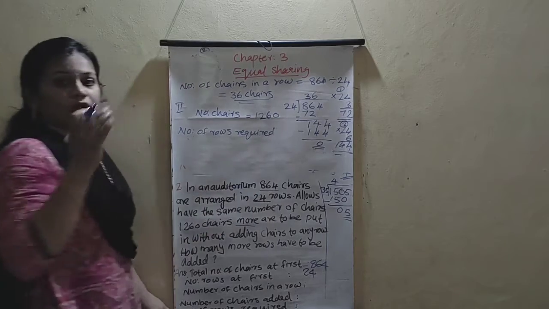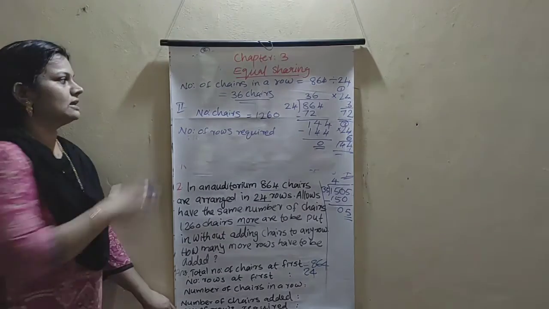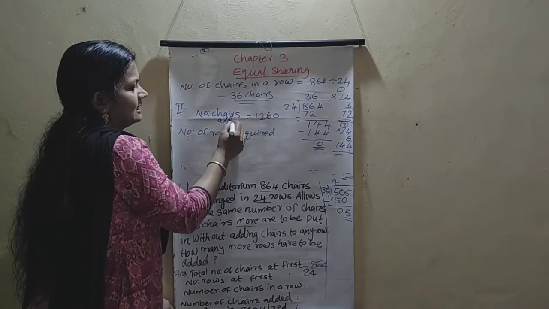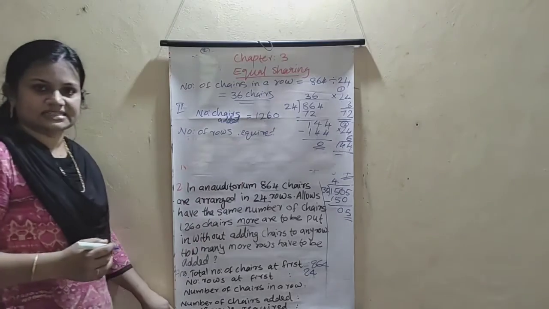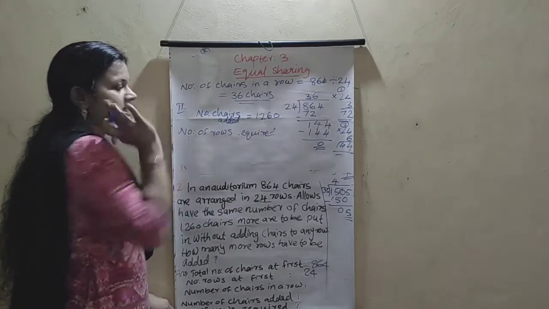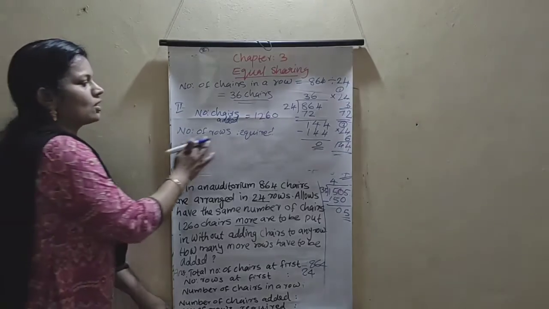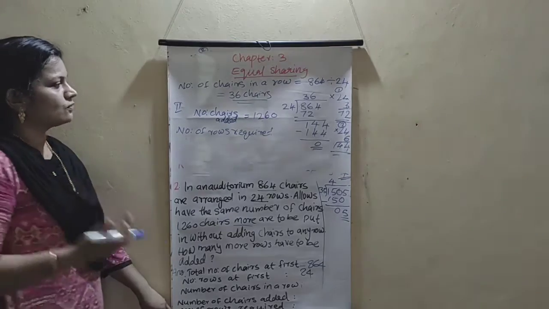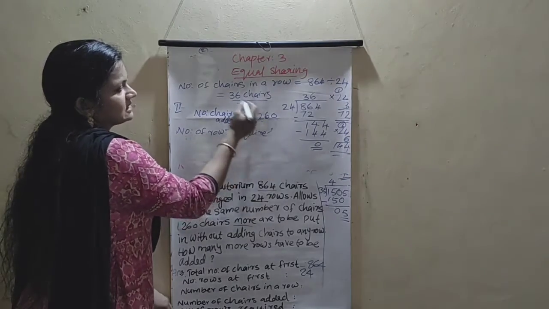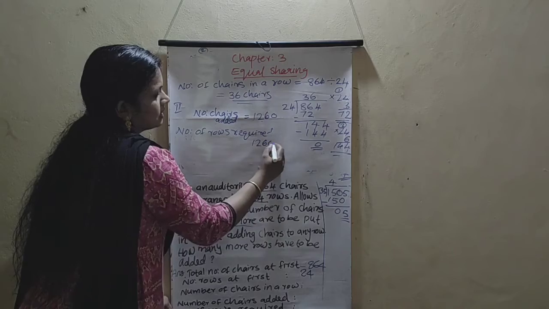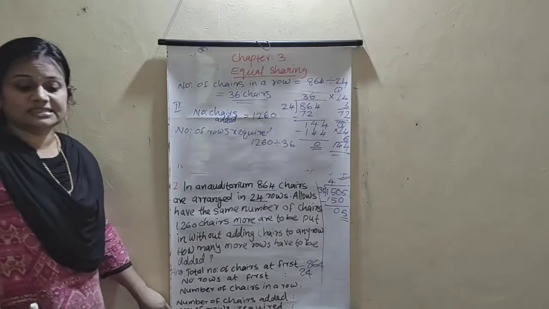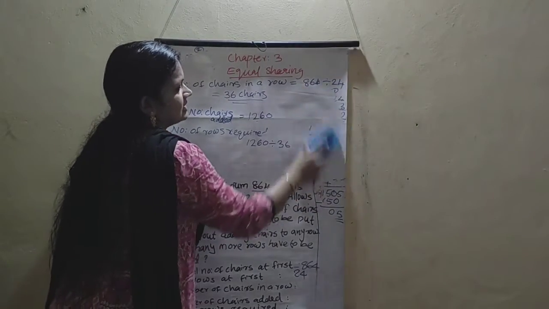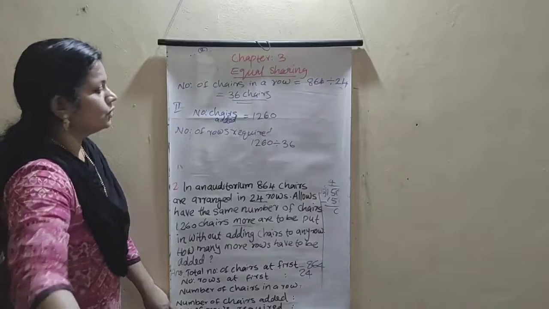In the first question, the number of chairs and rows are given, and you find out the number of chairs in a row. In the second case, the number of chairs is 1260 and the number of chairs in a row is 36. We want to calculate the number of rows required. How many rows do we need? Understood? How to find out? 1260 divided by 36. 36 is the number of chairs in a row. This is the second case.